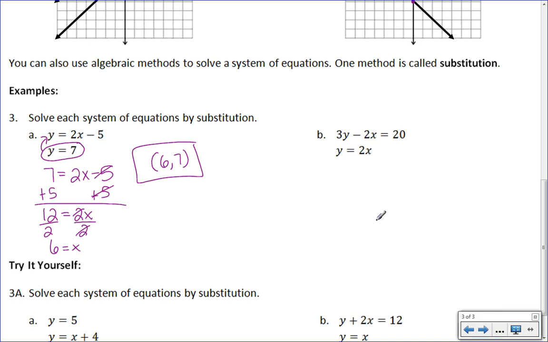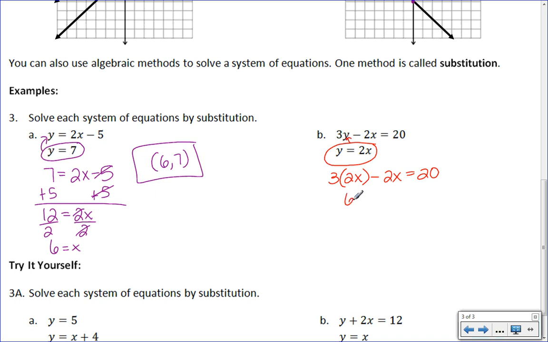Okay, let's look at the second one for example 3. This is very similar, except here, instead of having y equals a number like we did here, we have y equals 2x. So not quite as straightforward, but still very similar. So the idea is still the same. We can take this equation that shows us what y is equal to, and we can take that expression and replace the y in this equation with 2x. So we have 3, and in parentheses 2x, minus 2x equals 20.